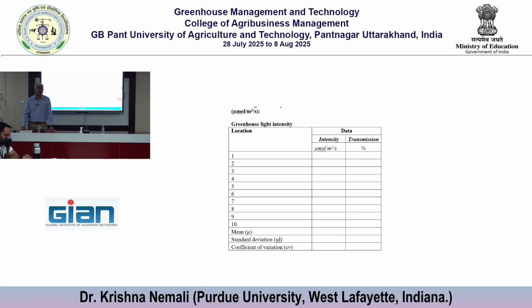Does it make sense? How to do this simple light transmission calculation? Most importantly, not just light transmission. From that data, how can you say if the greenhouse is uniform in terms of light transmission or not? Calculate the CVs, the coefficient of variation. But you've got to do it at 10 different locations.